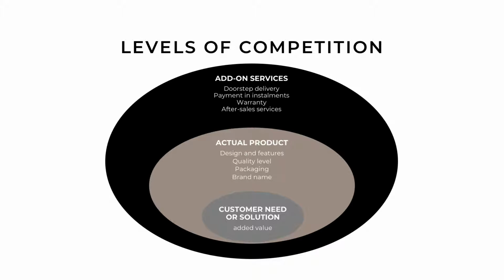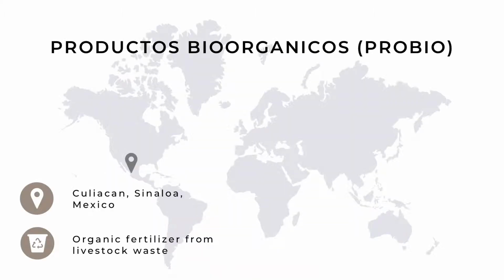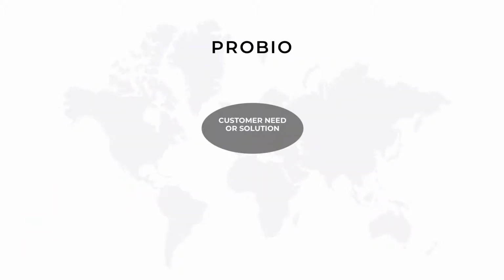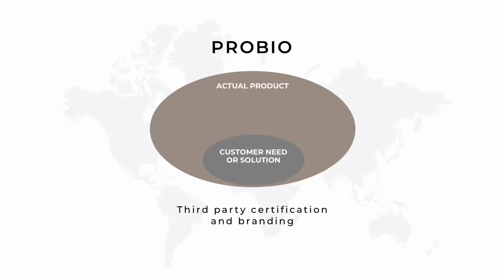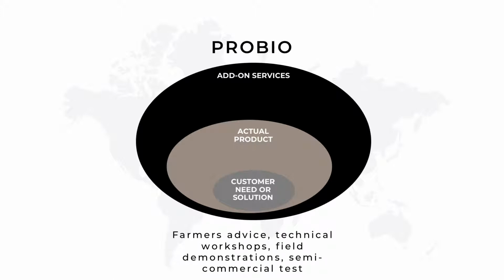Now, let's look at ProBio again. They sell compost, vermicompost, and nutrient-rich liquid fertilizer to farmers and households. On the level of need, ProBio is offering a cheap and sustainable alternative to chemical fertilizers. On the product level, ProBio is differentiating its product from other organic fertilizers through third-party certification and branding, which conveys a message of assured product quality to customers. On the level of add-on services, ProBio sales staff advise farmers and promote the product via technical workshops, field demonstrations, and semi-commercial tests. You remember that from before, right?